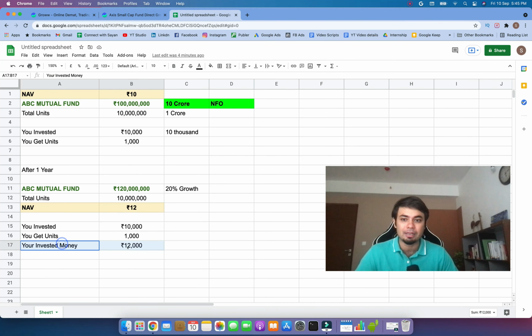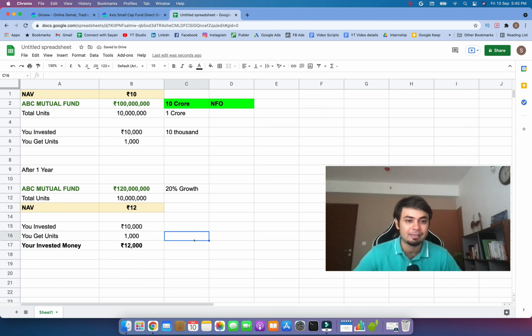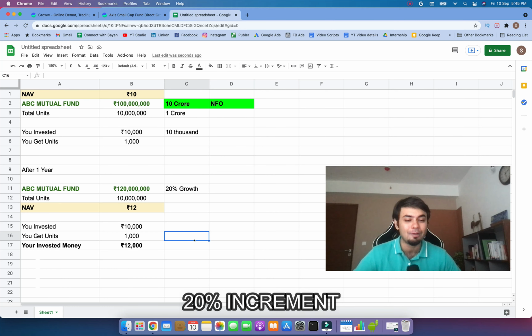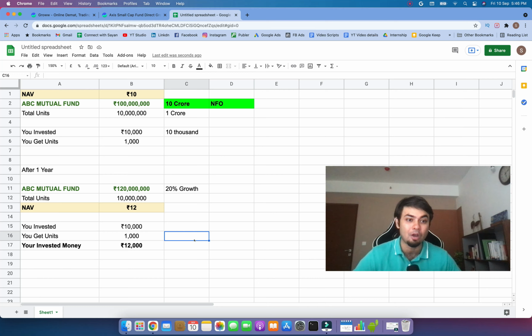So now your total investment has become 12,000. Because the NAV has increased from 10 rupees to 12 rupees and you had 1,000 units. So 12 rupees into 1,000 is now 12,000. So now you will get rupees 12,000. So you have also got a 20% increment of your initial investment of 10,000, which has now become 12,000. So that is how the mutual fund investment grows.